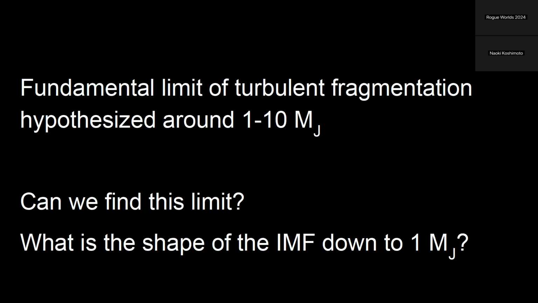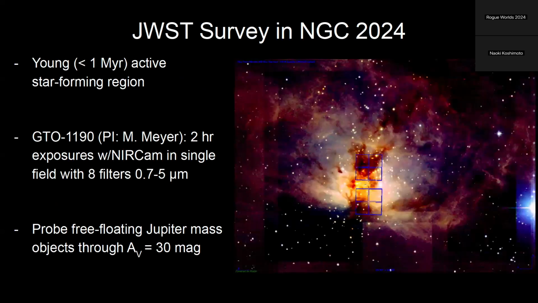We're not sensitive to this in the solar neighborhood, but we are in star clusters. So as a part of one of the NIRCam GTO programs, we took really deep exposures just in the core of one young star-forming region, NGC 2024. It is less than 1 million years old. It's very young. It's very embedded. The idea here is to do really deep imaging to be sensitive down to about Jupiter mass through 30 magnitudes of visual extinction. So this is a very embedded region. We need to do these deep infrared exposures to actually be sensitive to these types of objects.